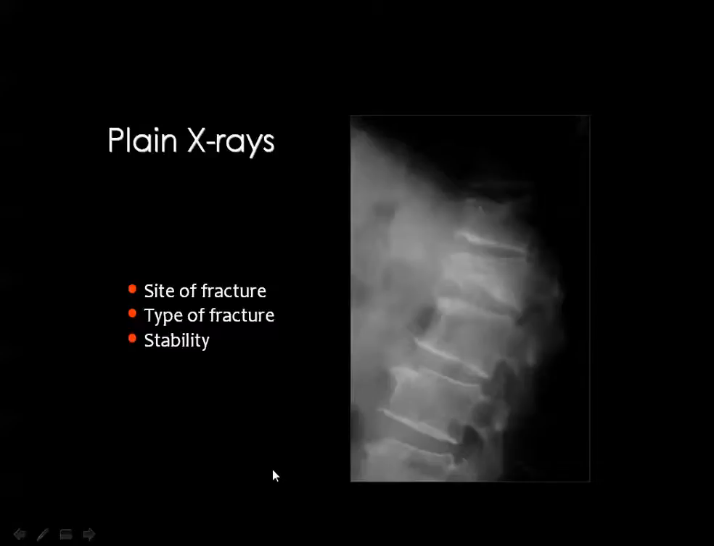Then we have three types of imaging modalities for diagnosis of the spinal fractures. The first one is the X-rays, and the main values of the X-rays are to detect the site of the fracture, the type of the fracture, and may give you an idea about the stability of the fracture. And here you can see that there is a compression fracture of one of the vertebral bodies with anterior wedging. The posterior aspect of the vertebra is more or less intact, hence the middle column is preserved. It's only affecting the anterior column.